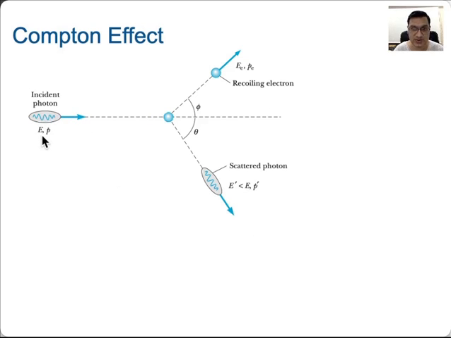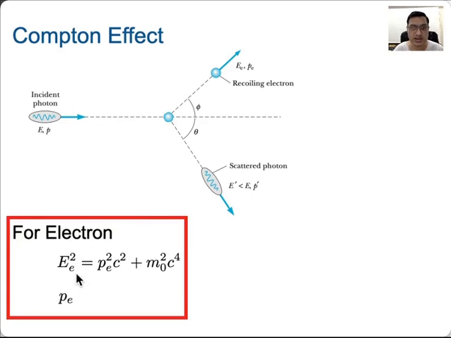So here is your incident photon with energy E and momentum P. Here is your electron at rest. After the interaction, the electron flies away along this direction. This is the recoiling electron with energy E_e and momentum P_e. And this is the scattered photon with energy E prime, which must be smaller than the original energy E, because some energy has been given to the electron, and momentum P prime.